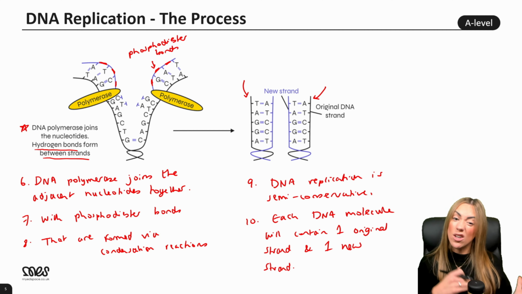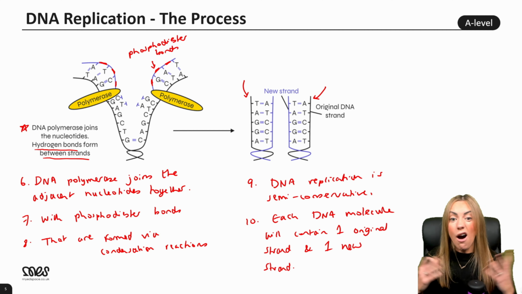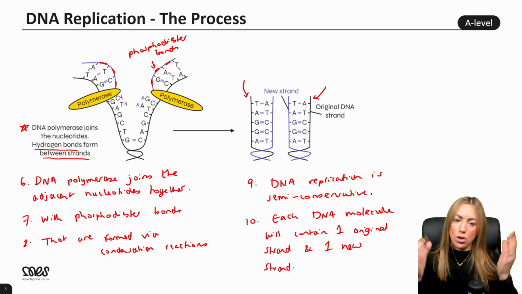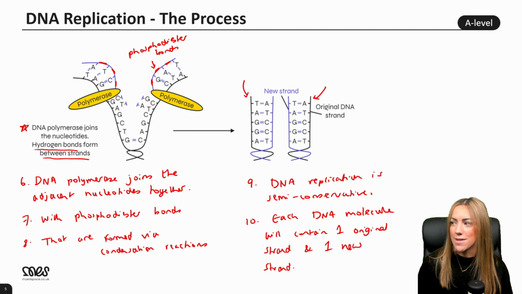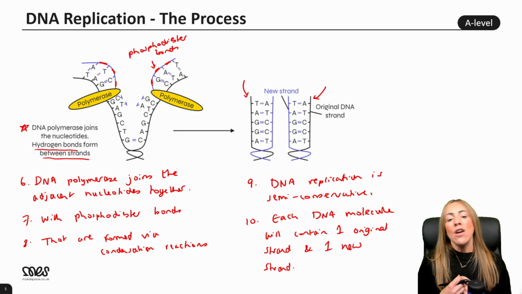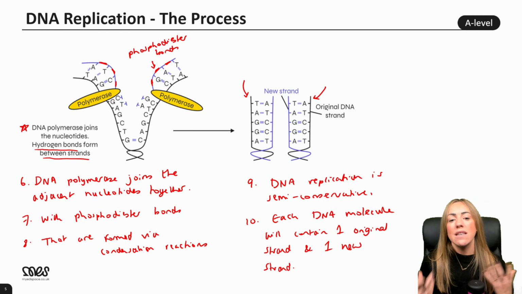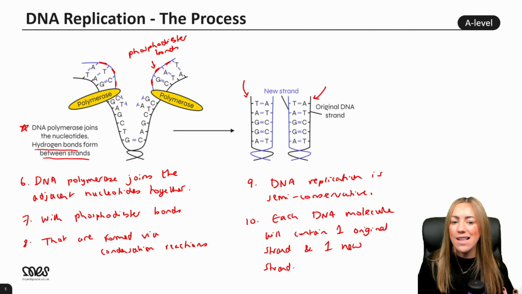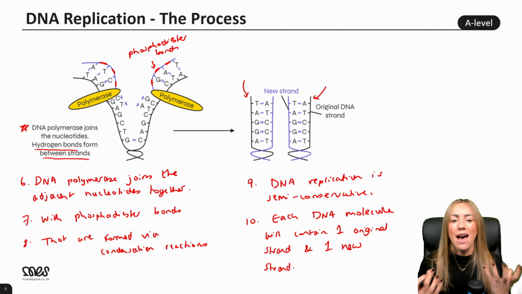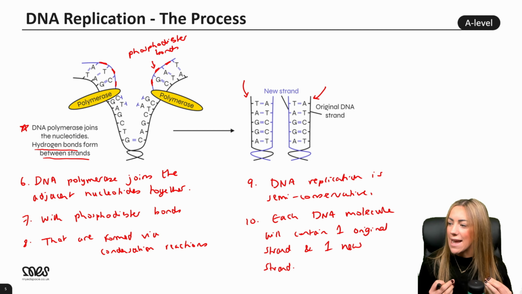So we say it's semi-conserved because it's kind of half original, half conserved, or half kept the same, and half of the molecule consists of that new strand. There'll be genetically identical copies, ready for the cell to go into the next stage of the cell cycle where we have mitosis. And obviously this will result in genetically identical cells because they both have exactly the same DNA.